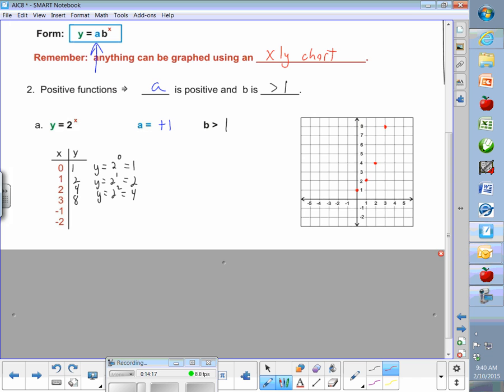Now, is that a straight line? No. Exponentials are not straight lines, they're curves. So exponentials are curves.